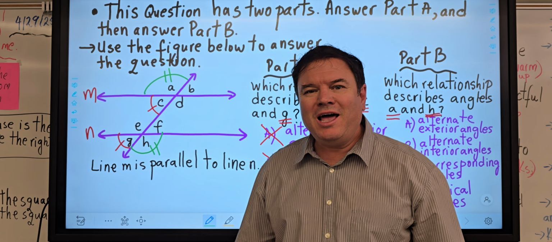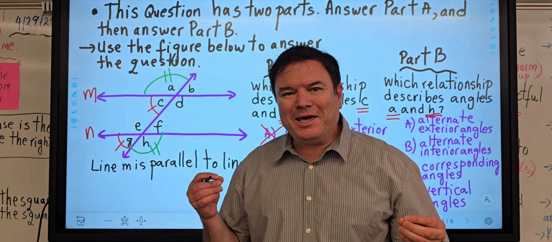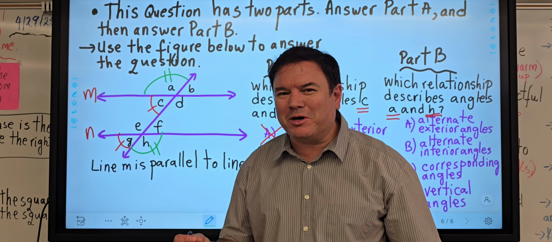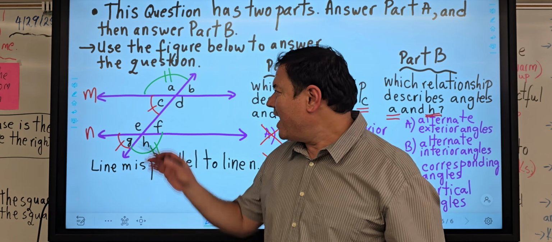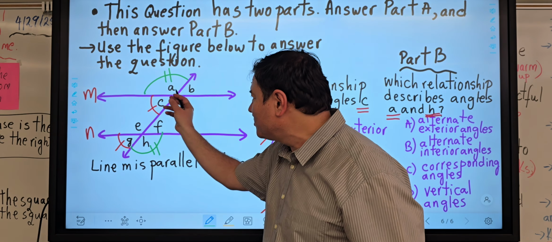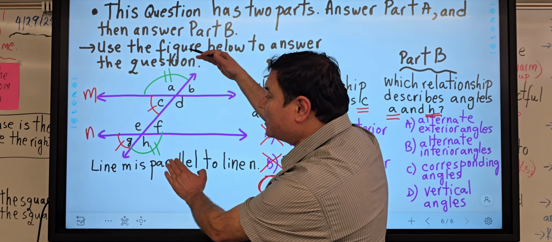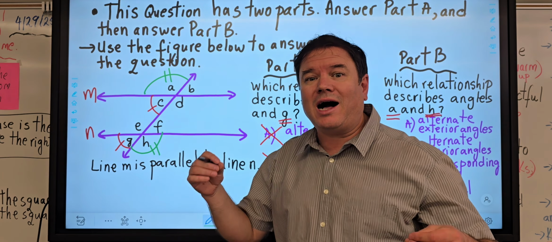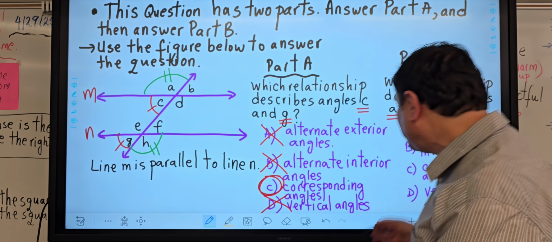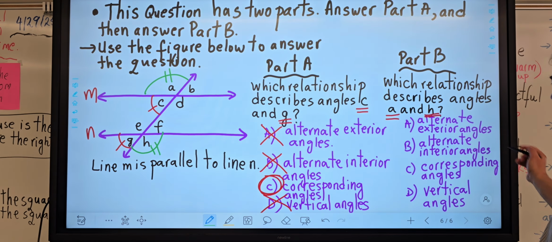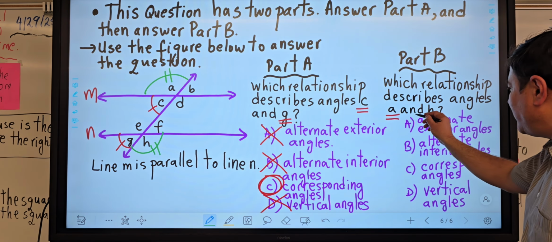And we call those alternate exterior angles. Please remember that. Very, very important information. Alternate, because they alternate. One is on this side and the other angle is on the other side, but they are outside of the parallel lines, which means alternate exterior angle. Let's see if we have that option. Alternate exterior angles right there.